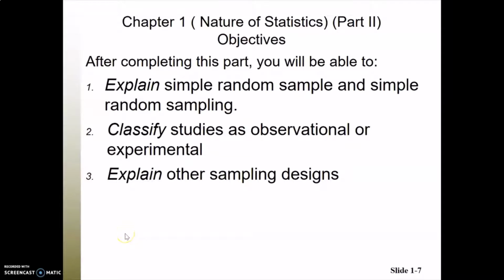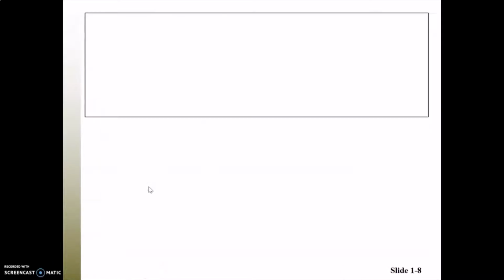Hello everyone, and this is chapter 1 part 2. In this part we're going to cover the following topics. We're going to learn what a simple random sample and simple random sampling are. We will classify statistical studies as observational or experimental, and we're going to learn what the other sampling design techniques are. So let's start with the first one.